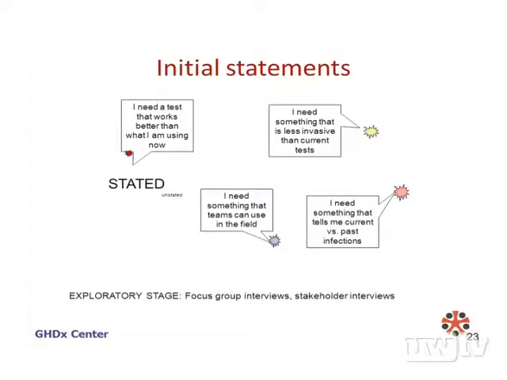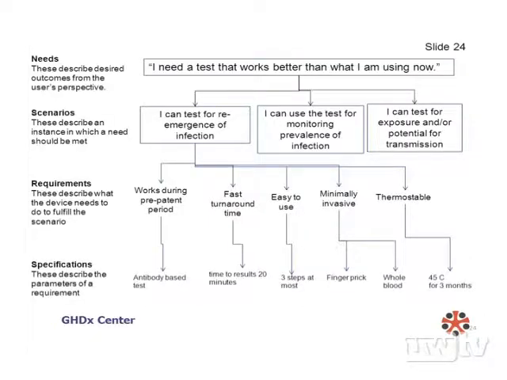Let's take one of them, like I need a test that works better than what I'm using now. If you do more probing and trying to understand what are the particular circumstances where they're trying to use the test, or where they feel that the current tests are no longer really that useful for them, you might come up with different scenarios. And I've put 3 here. One scenario is I can test for reemergence of infection. Say I've been treating a community for a long period of time. We think that transmission has been halted, and we want to be able to monitor that reinfection has not happened. So this is a test that we could use, and we need a test for this at this moment.